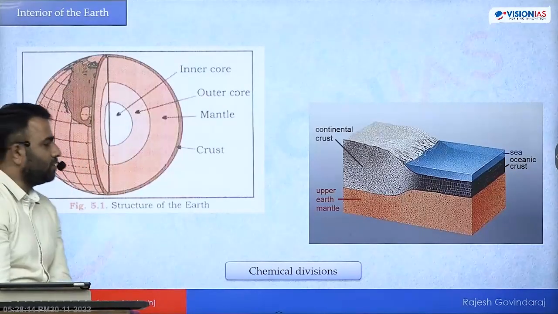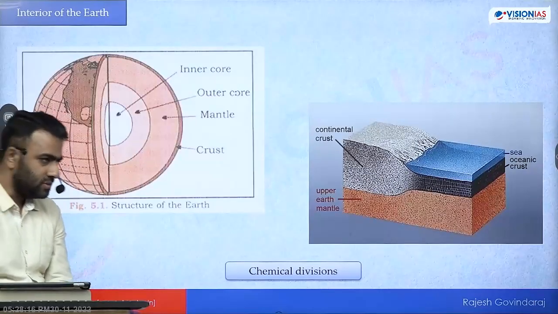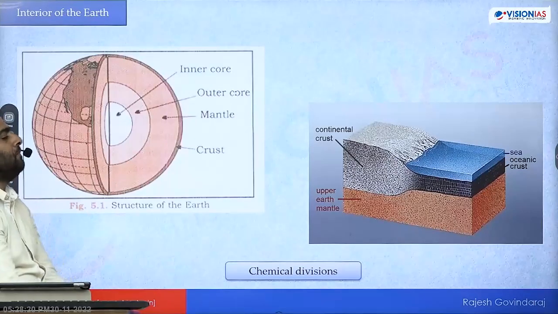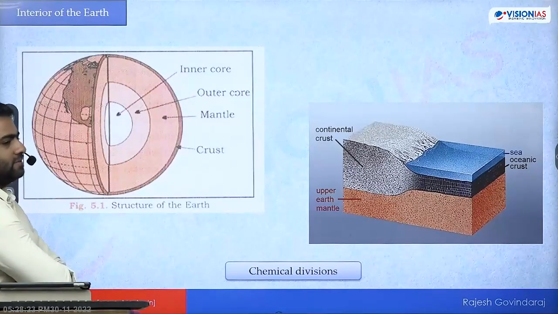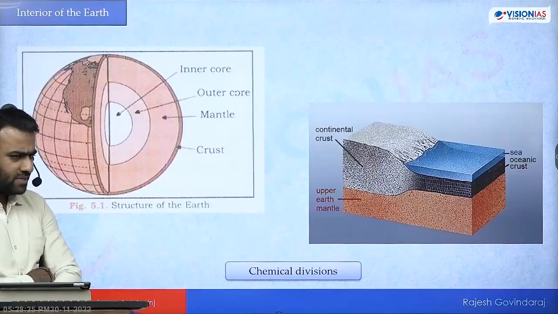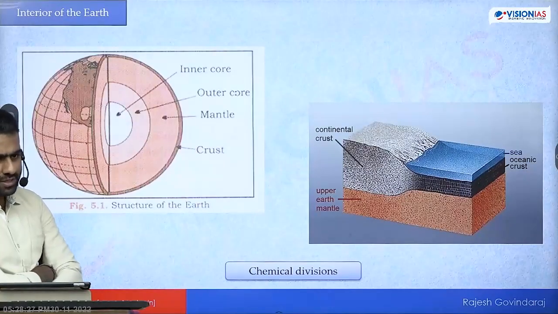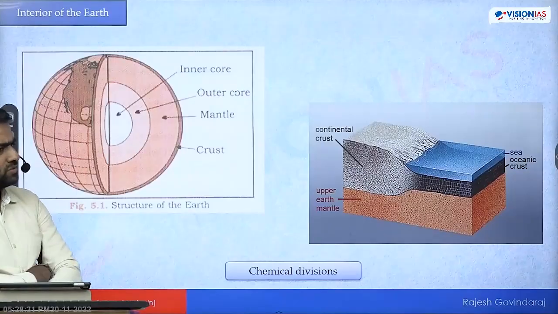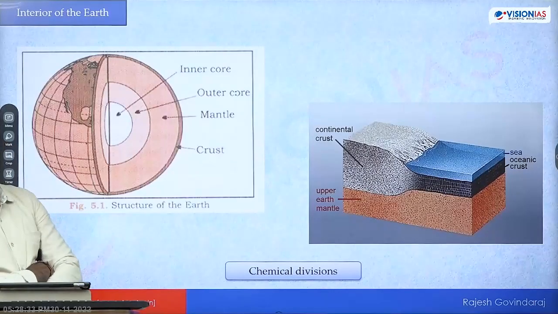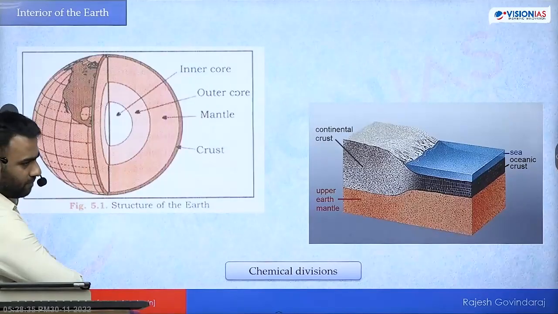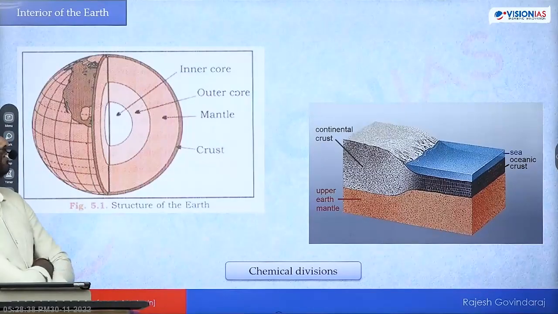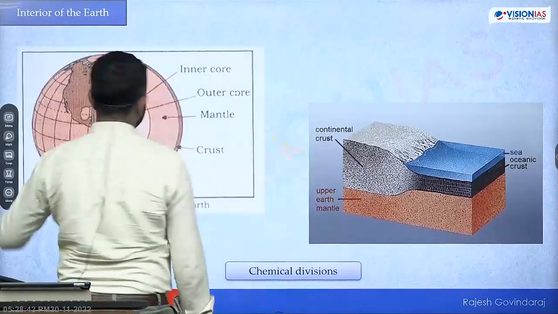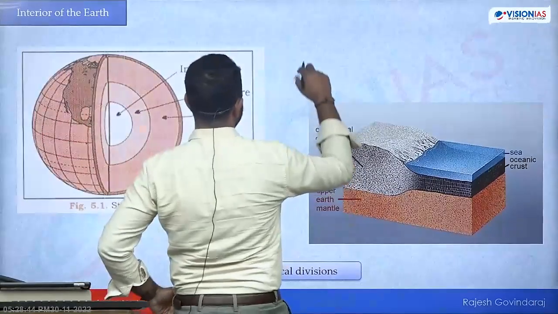So let's talk about the crust first. Crust is the outermost layer, right? It is the outermost layer, made up of very light elements. It's the lightest of all the three. And the temperature is also coolest of all the three. As you go deeper, temperature increases. In terms of characteristics of crust, we can study it under two headings. One is continental crust, another one is oceanic crust.